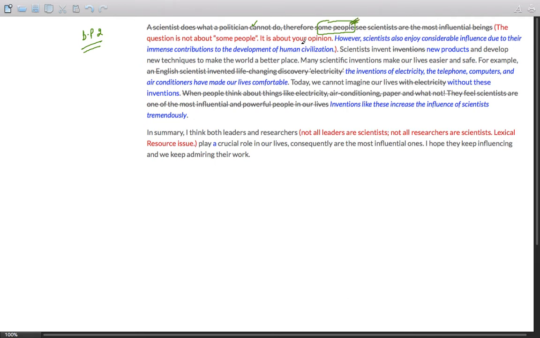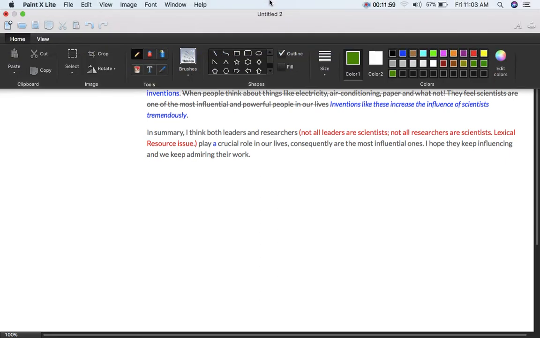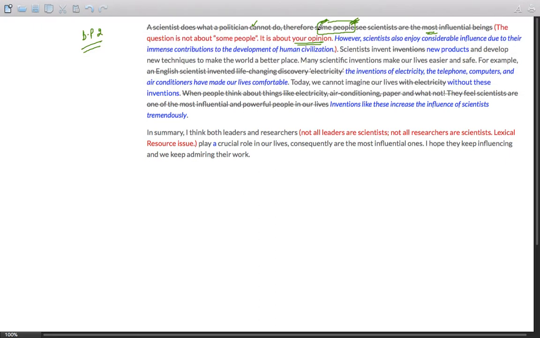Now, this is about your opinion. The nature of question is different, and you're taking a balanced opinion. So it has to be your opinion. You see scientists, and you cannot say that I see scientists as most influential because in the previous body paragraph, you had mentioned that politicians are more influential. So you have to take a balanced opinion that, okay, scientists also enjoy considerable influence due to their immense contributions to the development of human civilization. So try writing a sentence that shows a balance between scientists and politicians. I hope the point is clear.